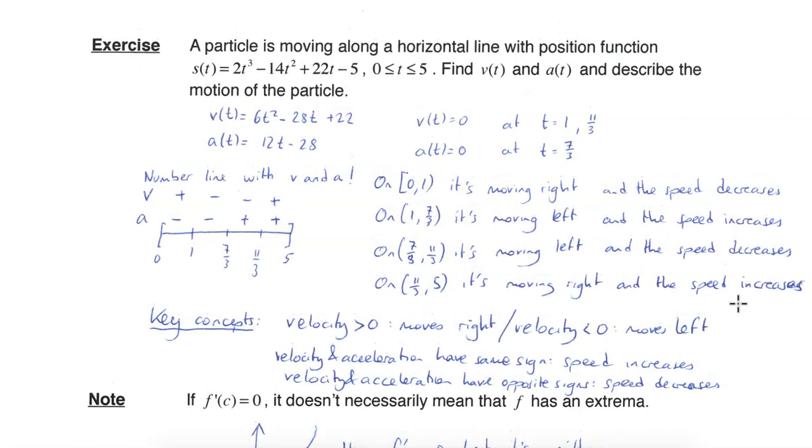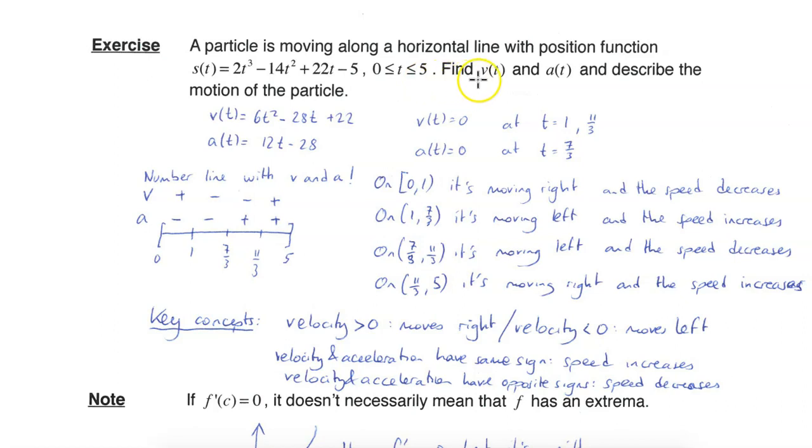So these were the first two applications of the second derivative, points of inflection and concavity. Here's an exercise where we get an acceleration. So a particle is moving along a horizontal line with position function s of t. T is bounded by 0 and 5, so it's a closed interval.